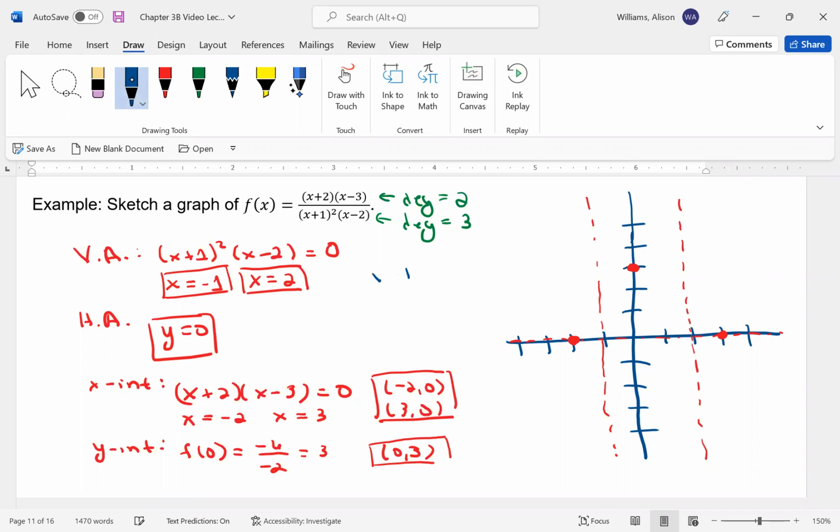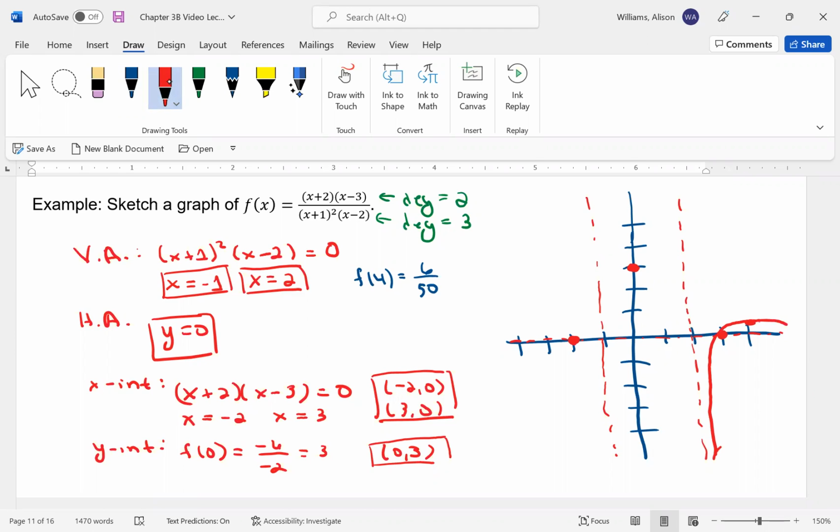If I plug in 4 for x, let me do it over here. F of 4. I'm going to get 6 times 1 over 4 is 5 squared. That's 25 times 2 is 50. So I'm getting a really small positive fraction. That means that over here it's above. So it's implying that this is doing this.